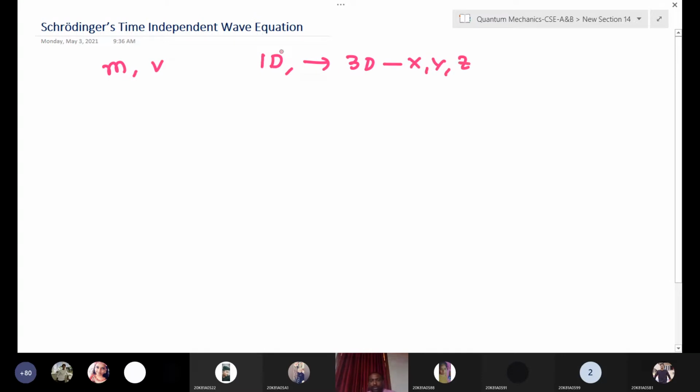One dimensional means the particle is moving along the x-axis only. So we are considering the particle moving along the x-axis. After that we will expand to three dimensions and see how it changes. Solving in three dimensions will be complicated, so first we will solve it the easy way, and after that we will expand it.